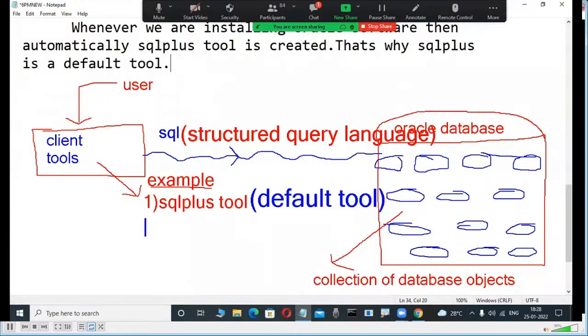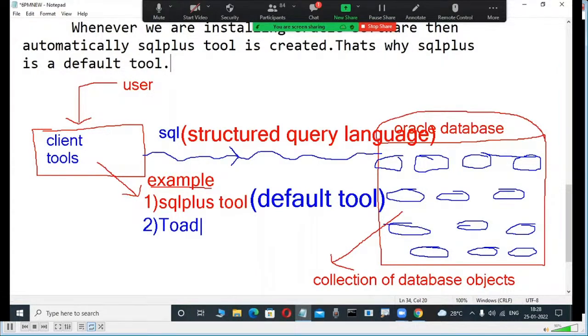The other tools are not default tools. In real-time projects, SQL Developer is a tool used regularly; in some YouTube articles we observe Oracle SQL Developer, a GUI tool, and that you install explicitly. Toad is another tool, also installed explicitly. Those are GUI tools, graphical user interfaces. Through Toad also we connect to the server.